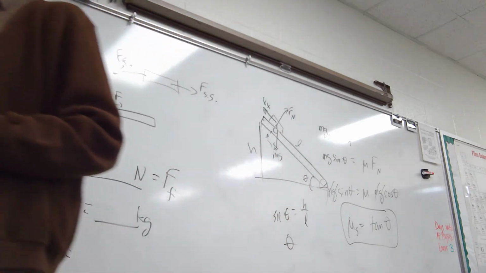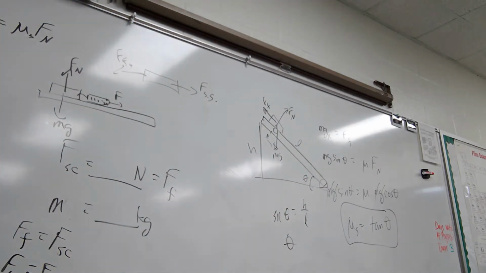Okay. But you probably should, somewhere in your explanation, and again, I don't have the rubrics, I'm just telling you what I think, you should have mentioned for sure that the coefficient depends on the roughness or smoothness of the surfaces, not the mass. Okay.